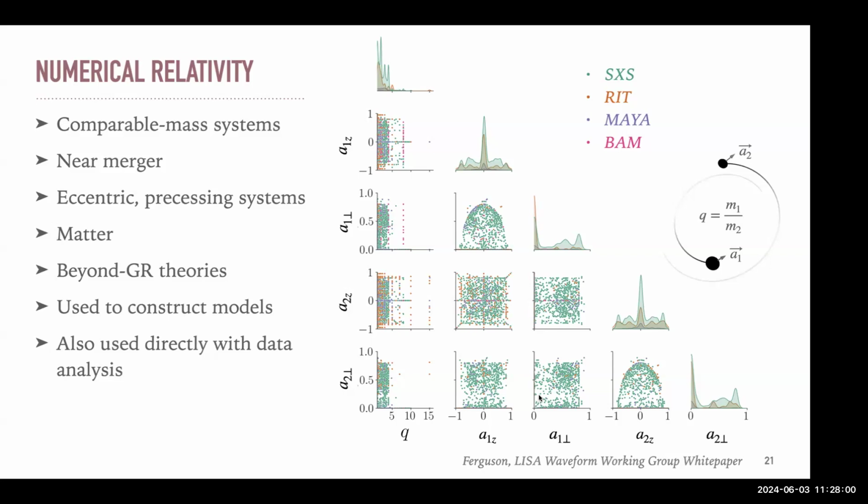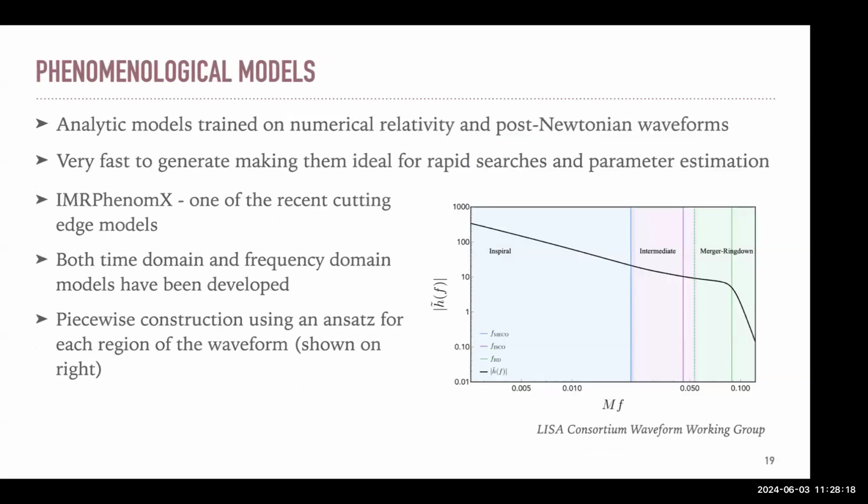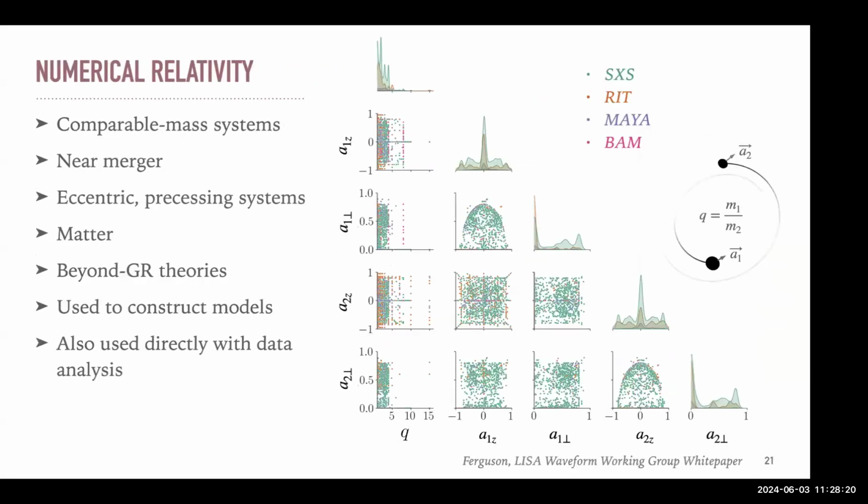Now, what regions of that parameter space is numerical relativity particularly important for? If you remember, based on the one I was showing you here, we need it whenever we have comparable mass systems that are close to merger or at merger. That's one of the main use cases. And then there's also the complication of eccentric and precessing systems. A lot of the models are trained on NR, so in order to have the models at all, we need the NR data.